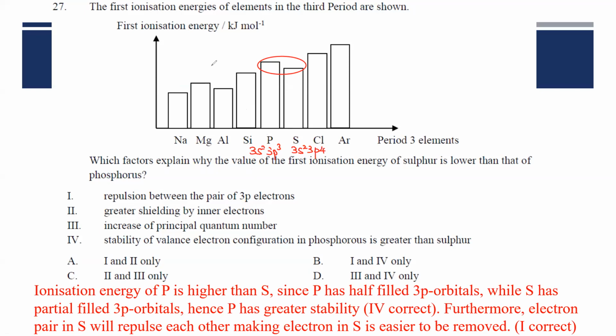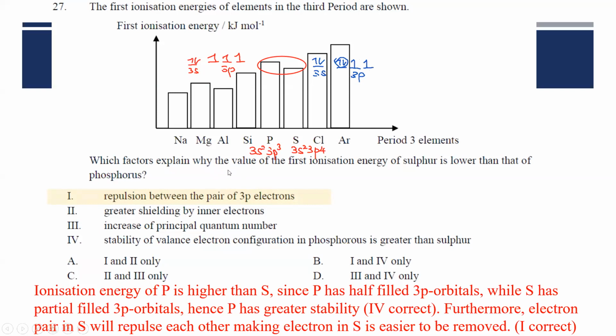Here, 3p is half filled in phosphorus. For sulfur, it is 3s2, 3p4, so it will be like this. Inside here, there is electron pair repulsion. That is why the electrons inside the 3p of sulfur are easier to remove. So the first one is correct, for information.